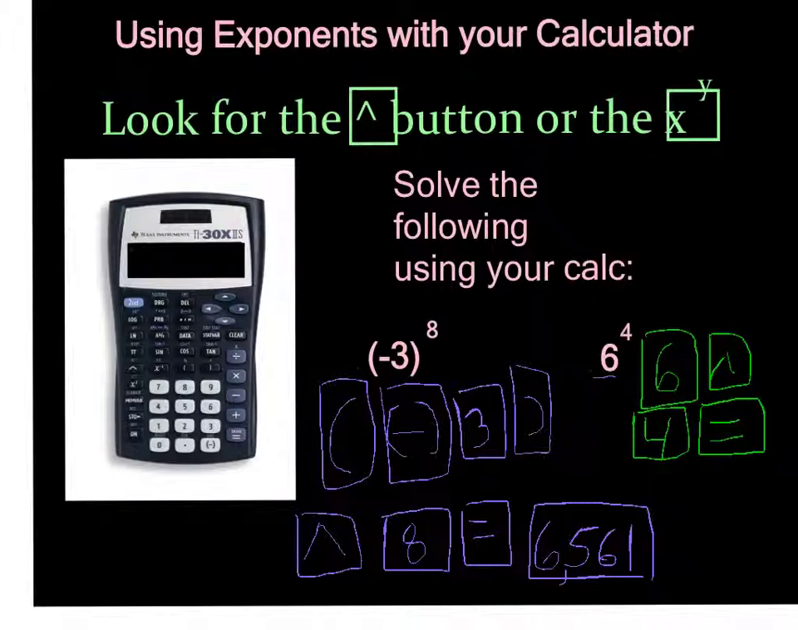Here are the keystrokes. We're going to do 6, so I'll hit 6, then I'll hit my chevron, which is my exponent button, then I'll hit 4, and then I'll hit equals, and you should get 1,296. Okay? Hopefully that worked for you.